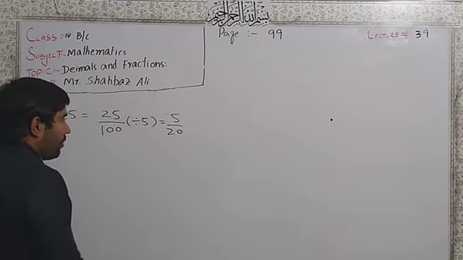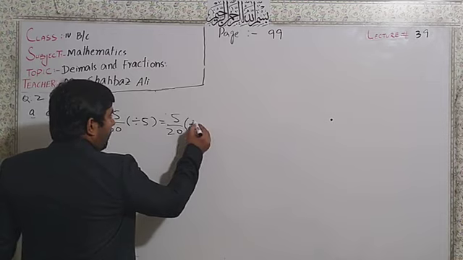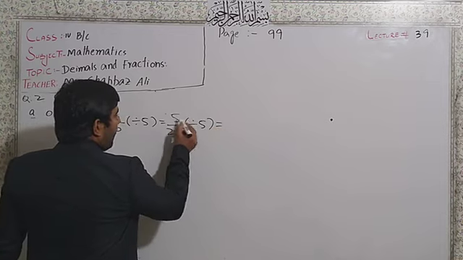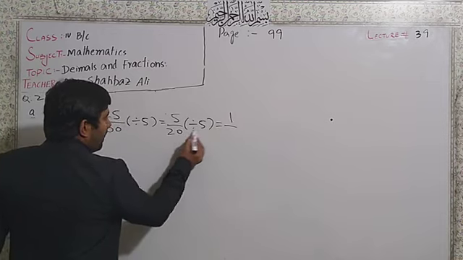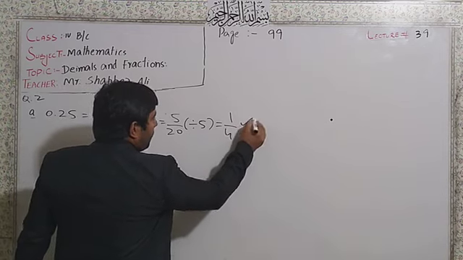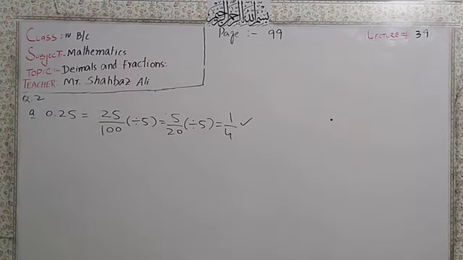Here you can see that again we can divide further. Divide by 5. 5 divided by 5 will be 1. 20 divided by 5 will be 4. This is the answer.